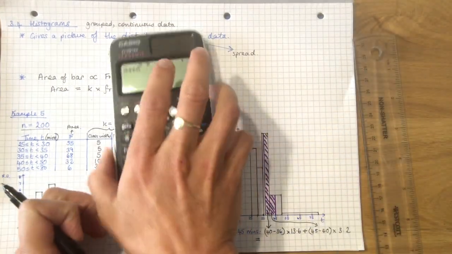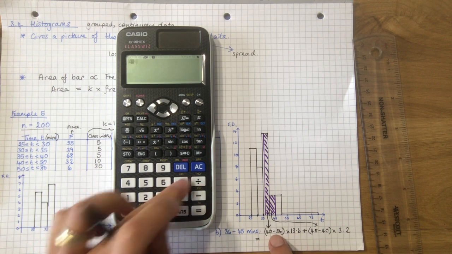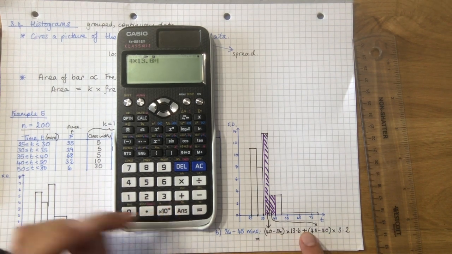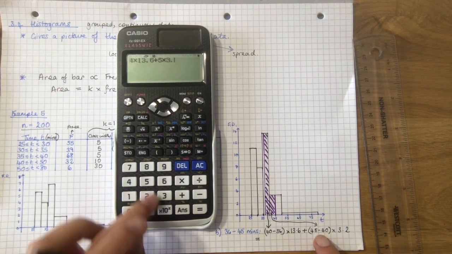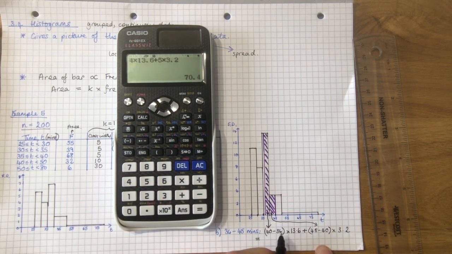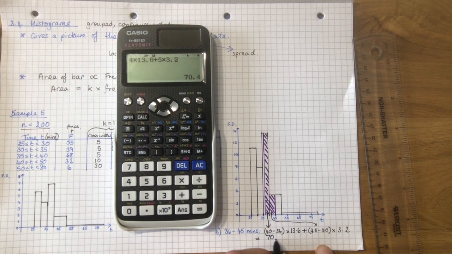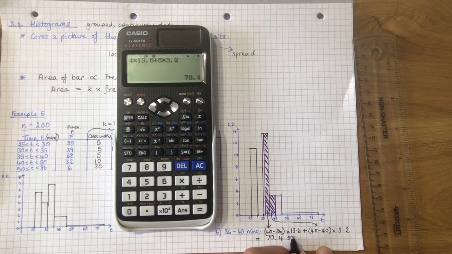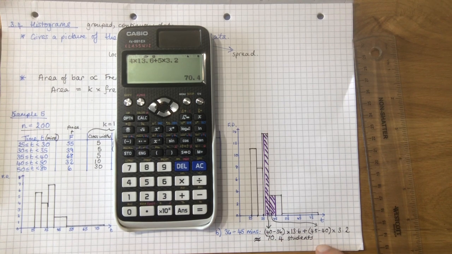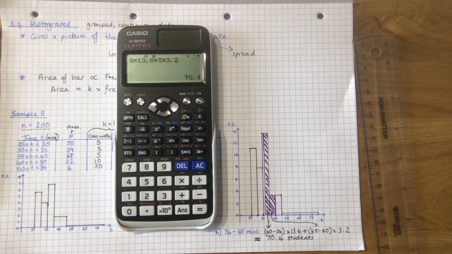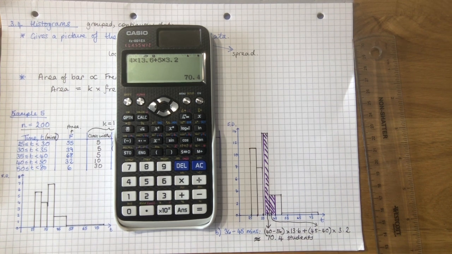So let's work that out. We've got 4 times 13.6, add 5 times 3.2. So that's an estimate of 70.4 students. Let's put an approximately equal to. So we could round it down and say there's around 70 or 71 students. But because it's an estimate, just like when we talk about the estimate of a mean, we'll just give it exactly as it comes out on the calculator, 70.4.